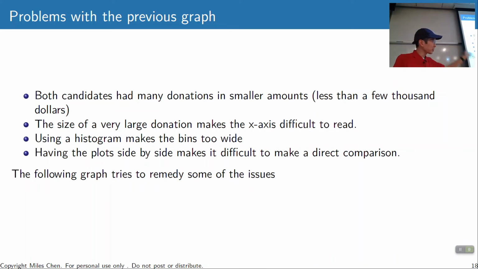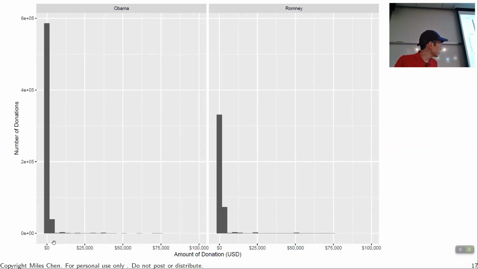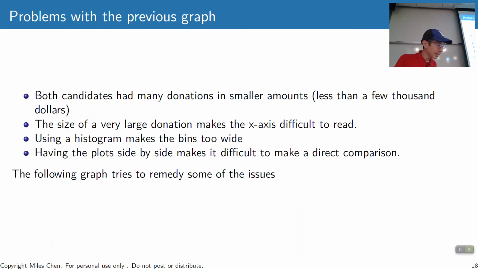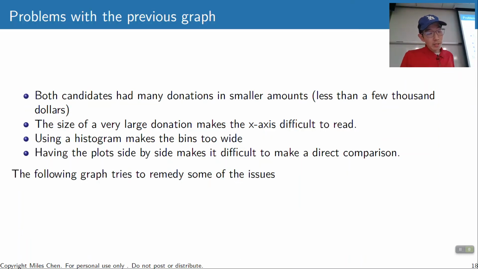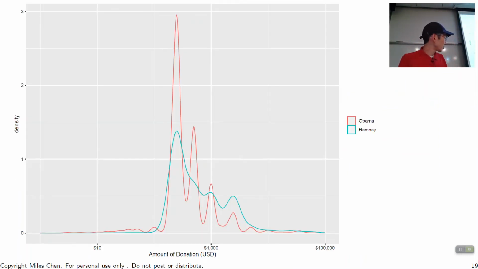So, anyway, I wrote out some of the problems with this thing. Both candidates have many donations in smaller amounts. The size of the very large donations makes the x-axis difficult to read. Part of the problem is that these histogram bins are a little bit too wide, in that we're going from like 0 to 3,000, or I don't actually know, and that's difficult. And having these plots side by side in this fashion also makes it a little bit difficult to compare. So here's another graphic that tries to remedy some of these things.